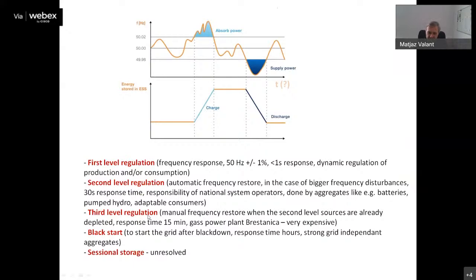We are contributing towards resolving this issue, and maybe we can see some of the solutions on the horizon.